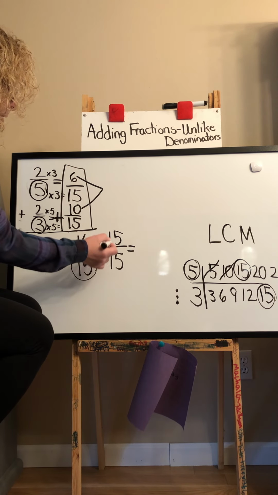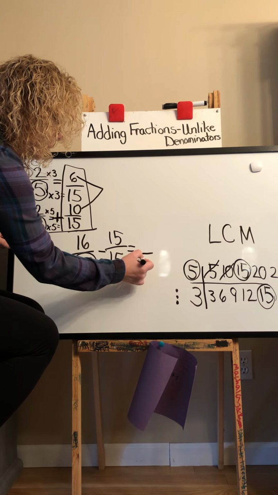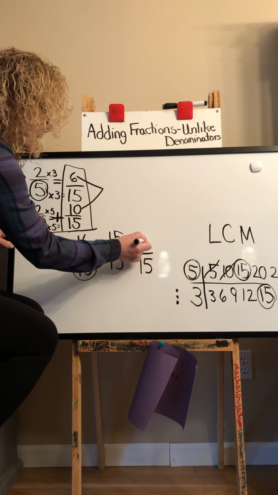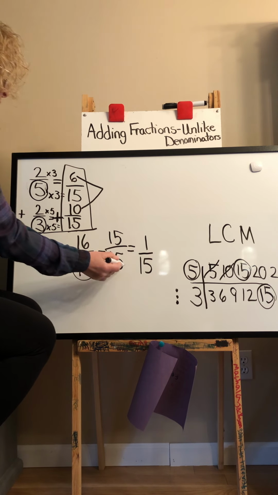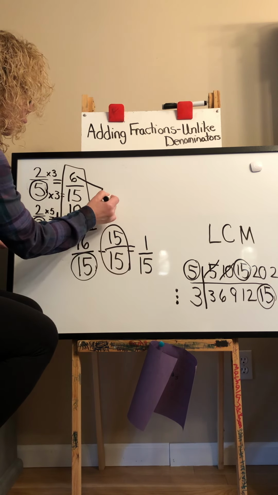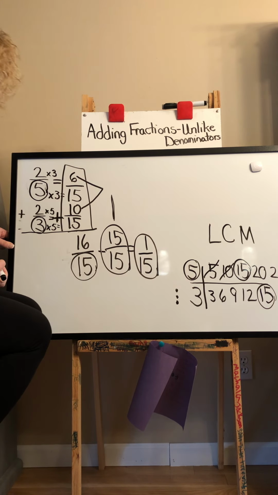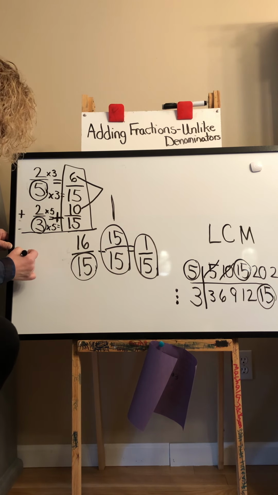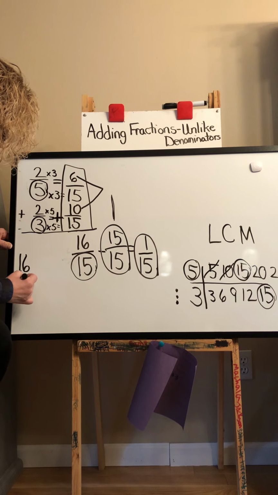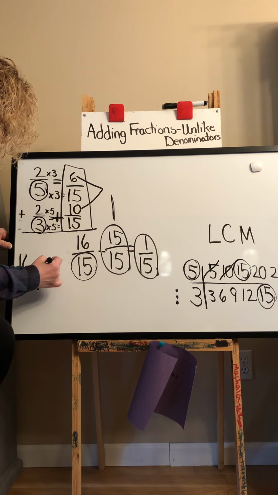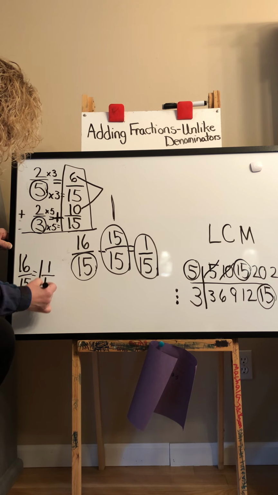16/15 minus 15/15 equals how many 15s? 16 minus 15 is 1. So I subtracted out 1 whole and I got 1/15 left over. So 16/15 equals 1 whole with 1/15 left over. 1 and 1/15.